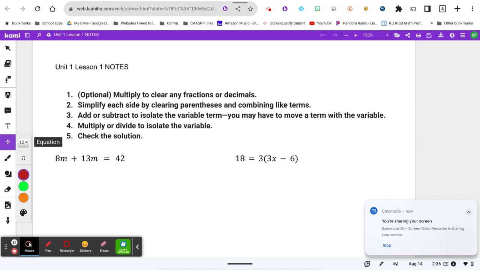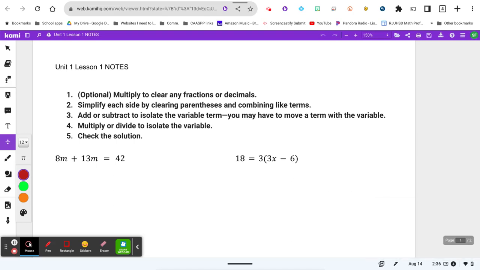Hello, we are going to be going over the Unit 1, Lesson 1 notes. I am going to just do a few of these just to help you guys remember what we are doing. So today I just want to go over how to solve for your variable. And I do have the notes up at the top.